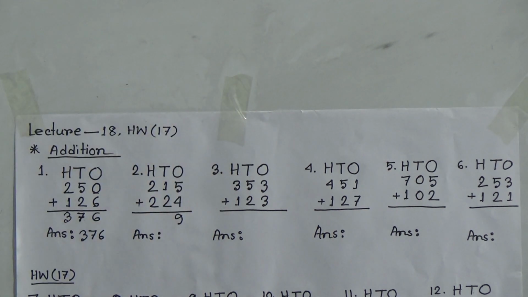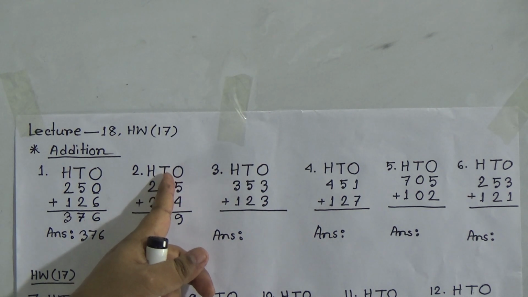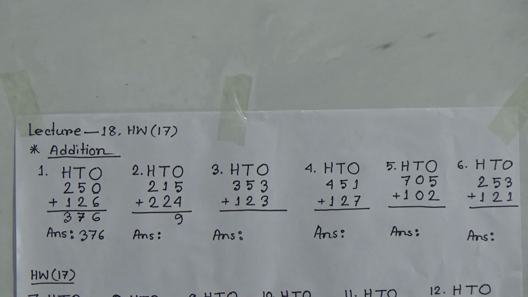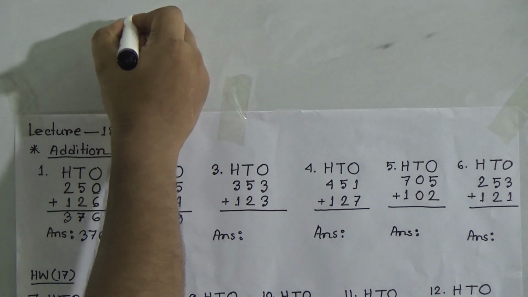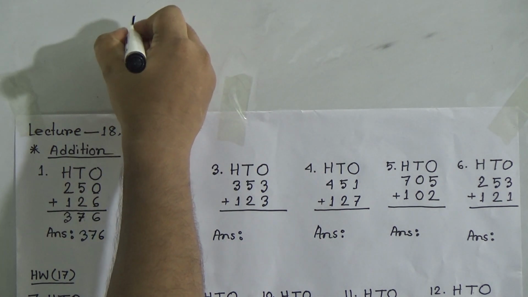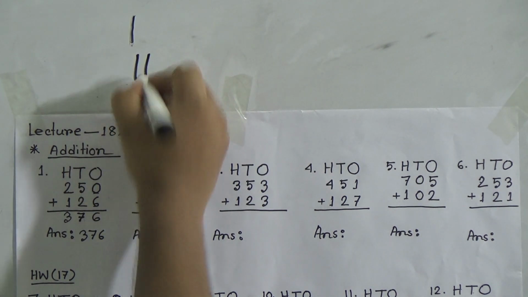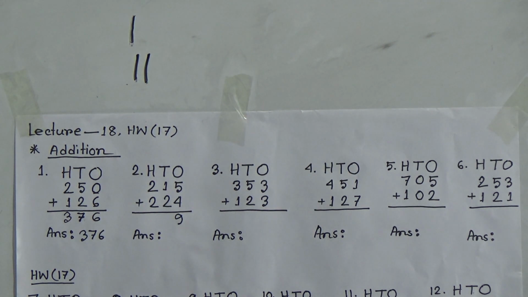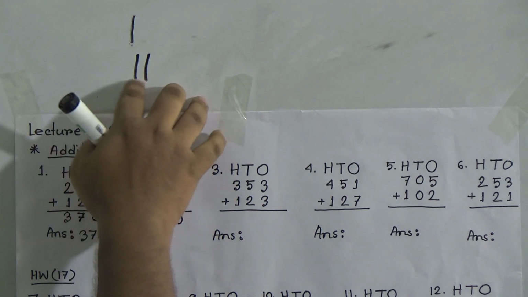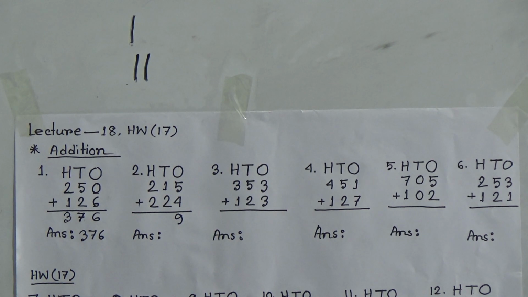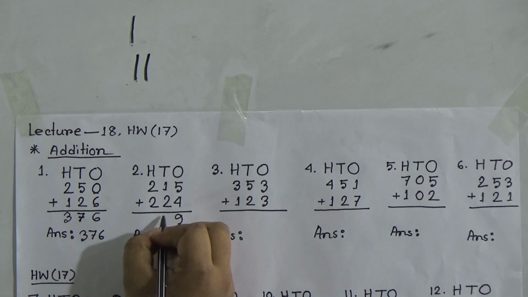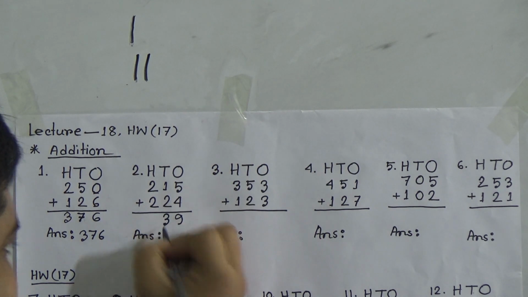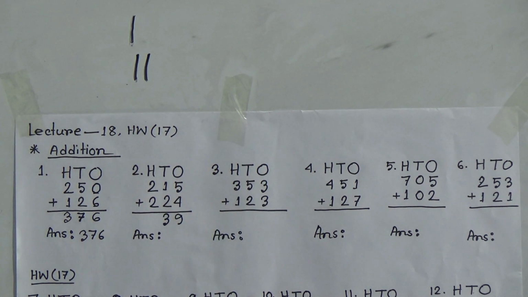Next we shall solve our next place, that means tens place digits. Here tens place digits are 1 and 2. 1 means 1 stick and 2 means 2 sticks. Now we count how many sticks there are: 1, 2 and 3. So there are 3 sticks. Now we write 3 here. Okay, I hope you have understood.